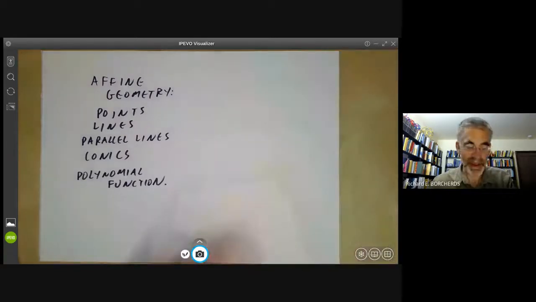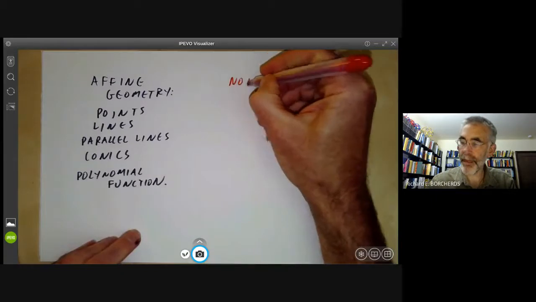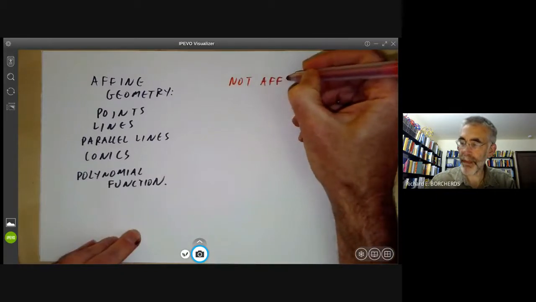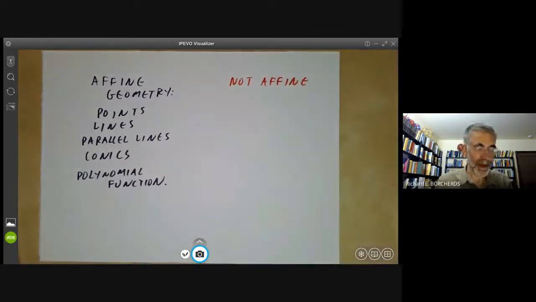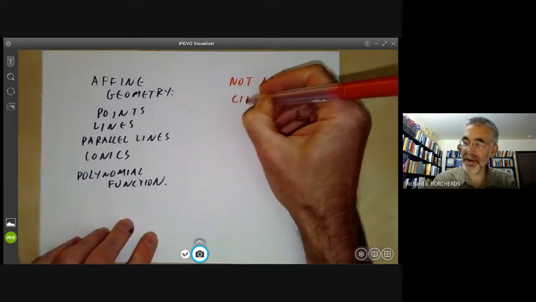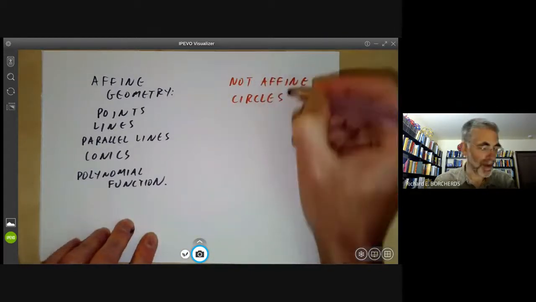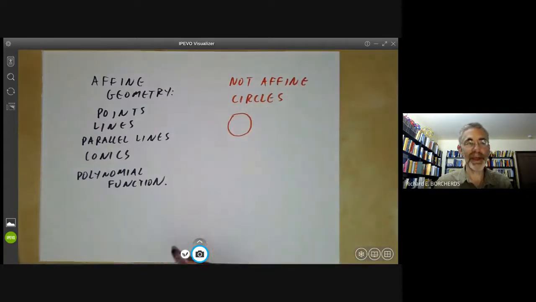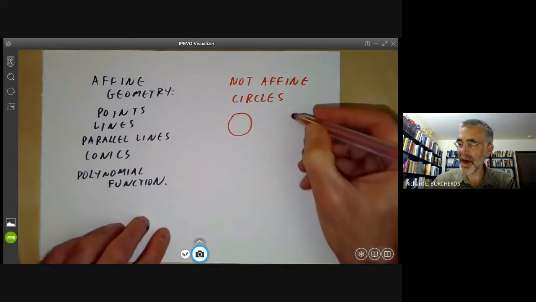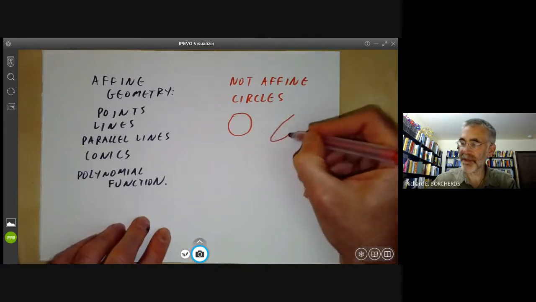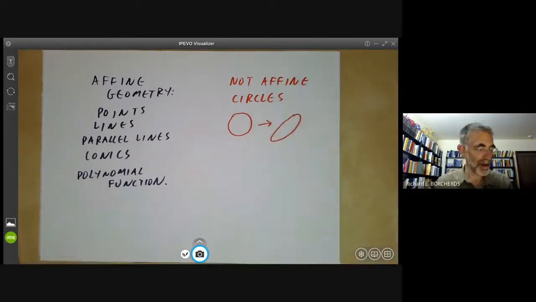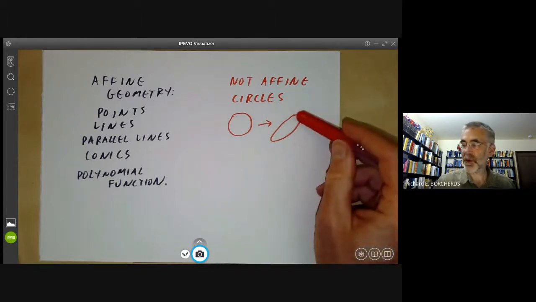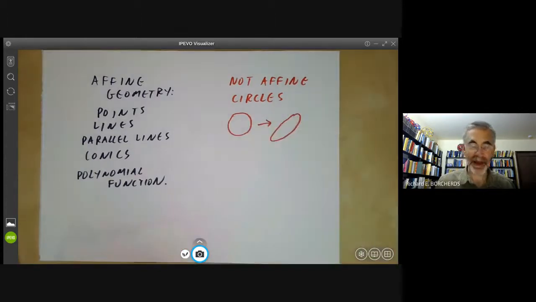Next, we should list some things that are not affine geometry. So, first of all, circles are not affine. And this is because if you take a circle and apply some linear transformation to it, there's no reason why the result should be a circle. It might end up as some sort of ellipse. However, if you take all conics, including ellipses and circles, then that is a perfectly well-defined concept in affine geometry.